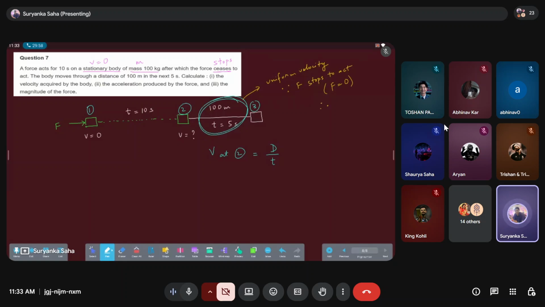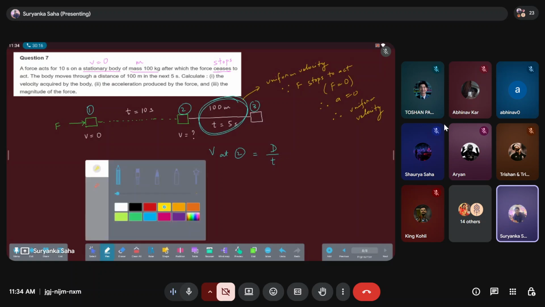Therefore force 0 means what? Acceleration equal to 0. Okay? And acceleration 0 means what? Uniform velocity. Acceleration 0 means uniform velocity, no change of velocity. Okay, this is the concept.